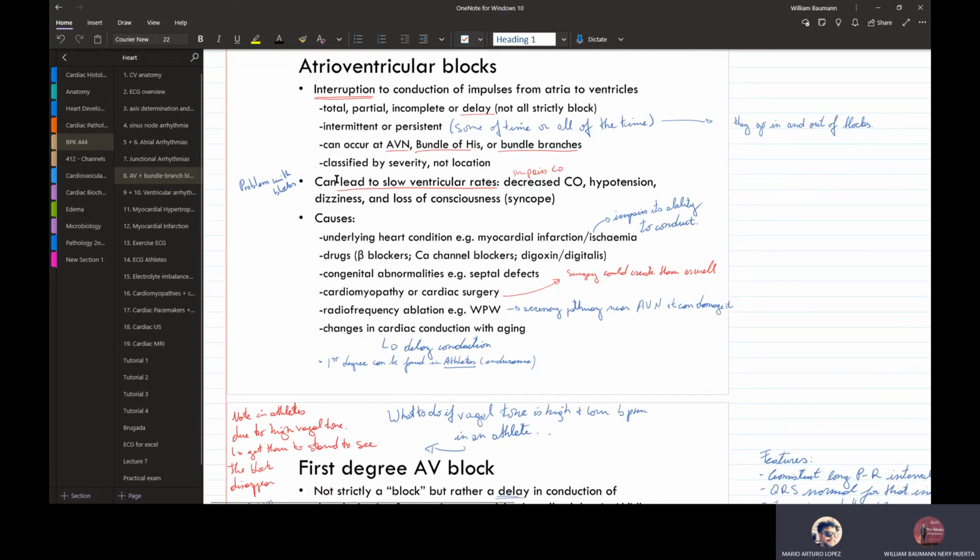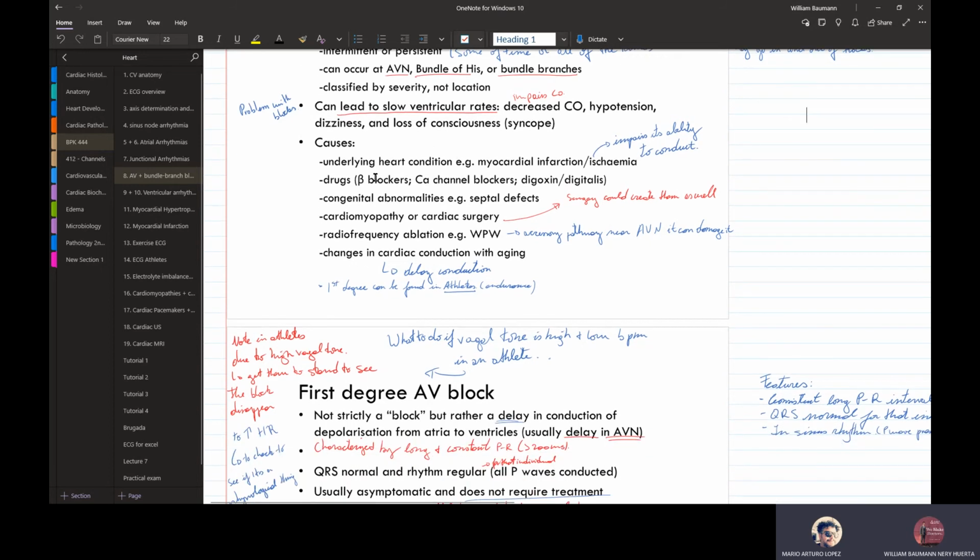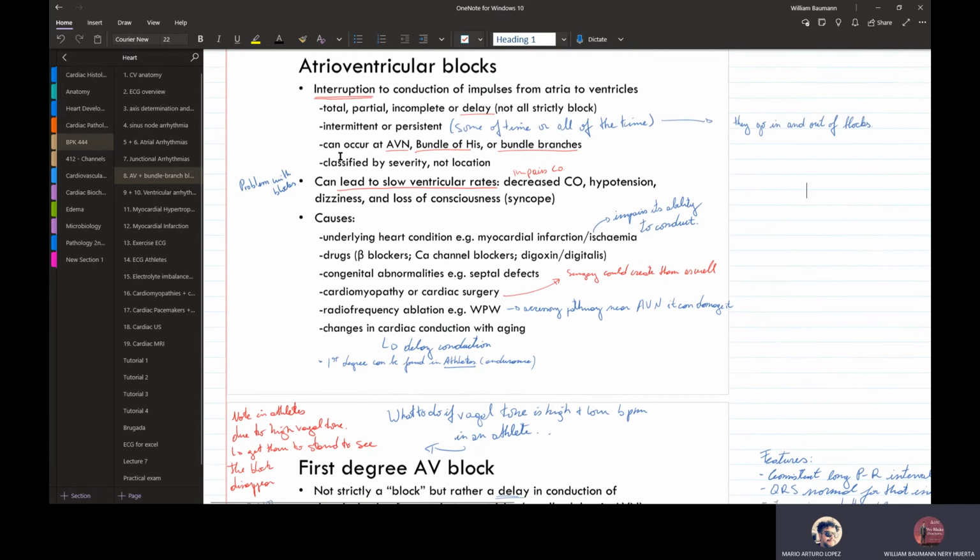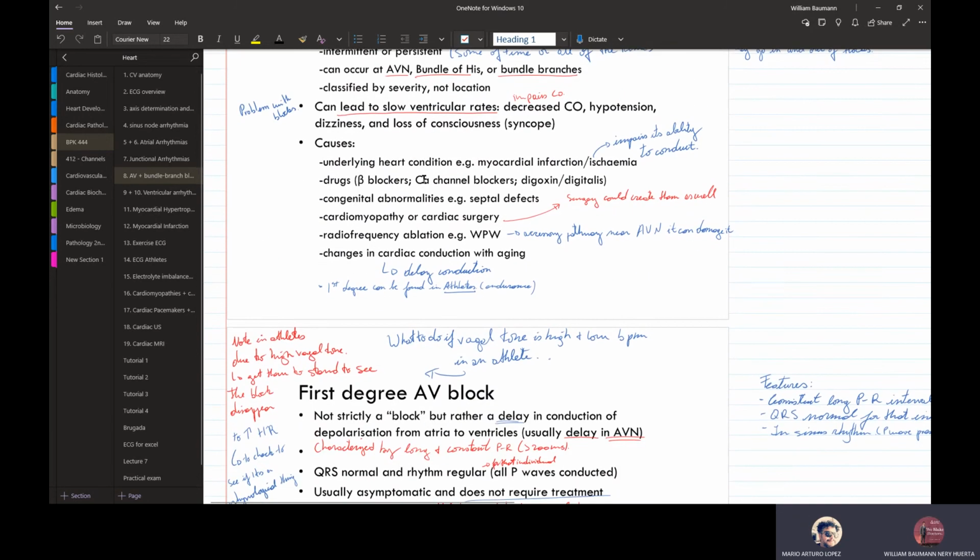All right. So this can lead to a slow ventricular rate, and this can induce a decrease in cardiac output, hypotension, dizziness, loss of consciousness, syncope. What are the causes of these things? Like what can cause an atrioventricular block? Drugs can cause this. A heart condition such as a previous myocardial infarction, and because there's damage to it, the electrical activity cannot go through, and that impairs the ability to conduct.